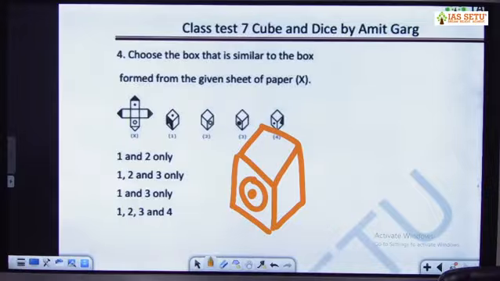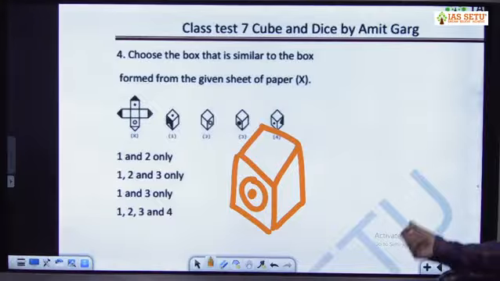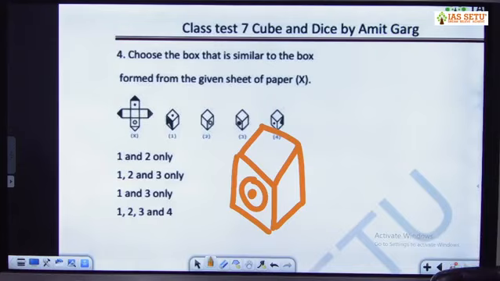Done? Okay. You might be having confusion in question number 2, 3, 4. The rest are done, right? Okay, I will discuss. I will give the answers and all.